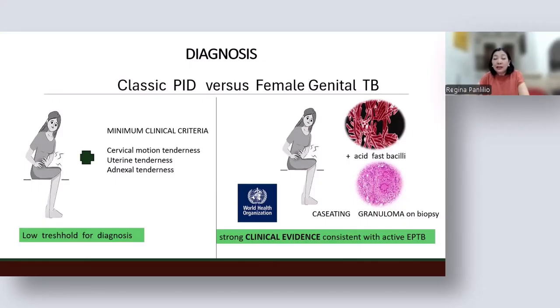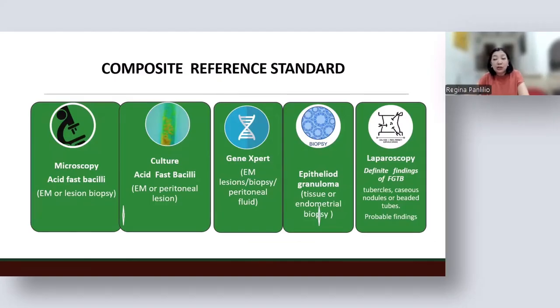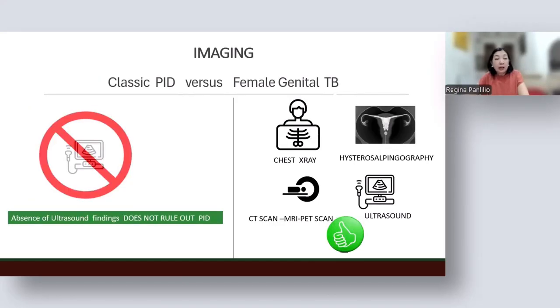The gold standard actually is the demonstration of the acid-fast bacilli, either through a positive smear or positive culture, and caseating granuloma on biopsies, but this is usually difficult to collect. So again, as I've mentioned, a high index of suspicion is very important. Therefore, a multimodal diagnostic approach or composite reference standard is used to strengthen the diagnosis and is essential for timely intervention.